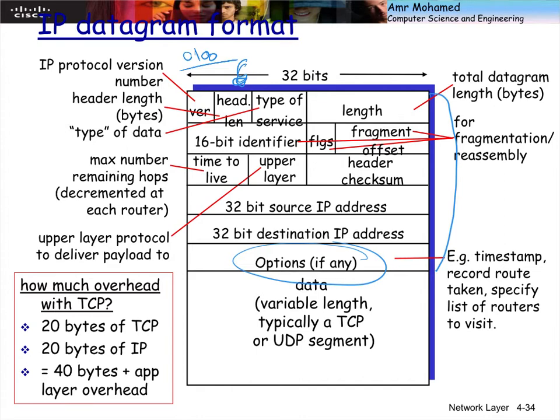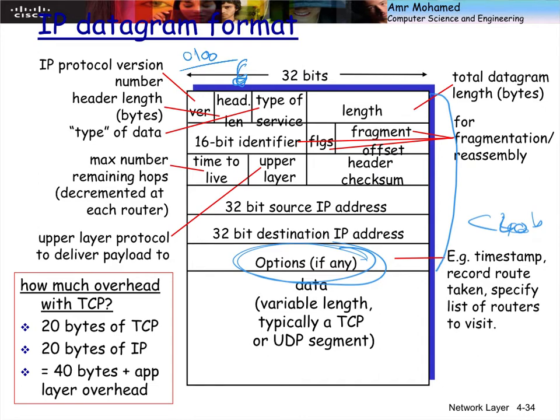So this options field makes the header length vary from 20 bytes all the way to 60 bytes, which means that the options field is less than 40 bytes. So the maximum size of the header is 60, and the minimum size is 20. Okay?